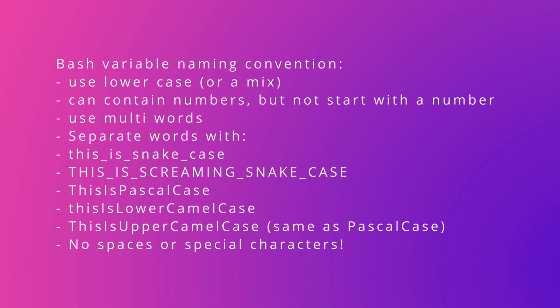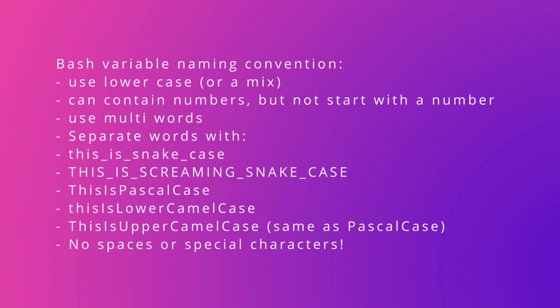Use multiple words to better identify what the purpose of the variable is. You can use underscores or camel case to separate words in your variable name. Using underscores is also called snake case. Camel case means that you start the first letter of each word with an uppercase. Some choose to start the first word with lowercase, but subsequently use an uppercase as the first letter. Starting all words with an uppercase is also called Pascal case.